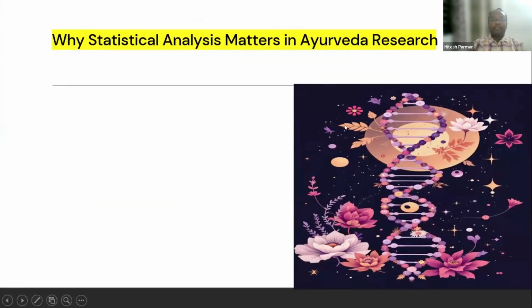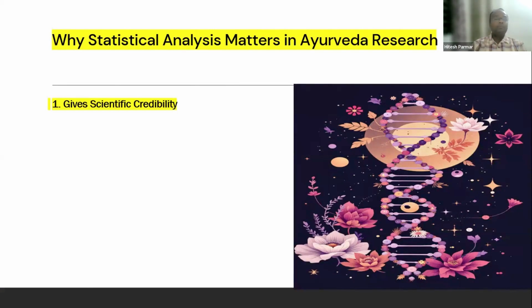But before we go into this, for any kind of research, why does statistical analysis matter? Statistics is only one part of your research, it is not the entire research, but it is the most important part. That determines the make or break of your research, because statistics can enhance the quality of your research. So why does statistical analysis matter?